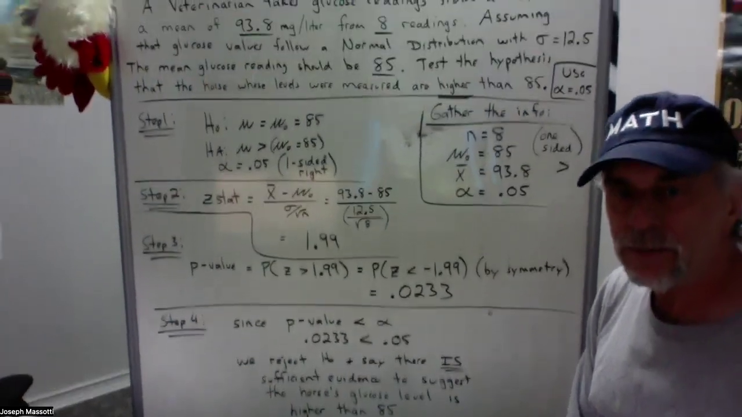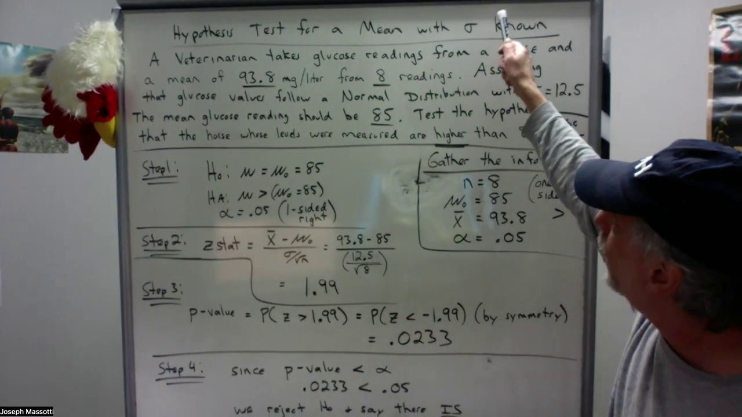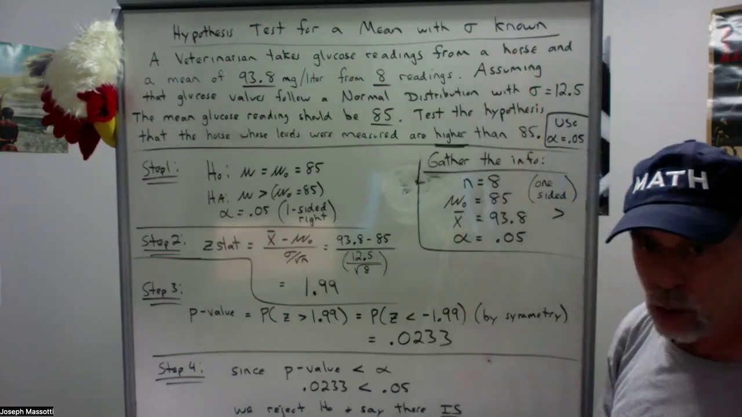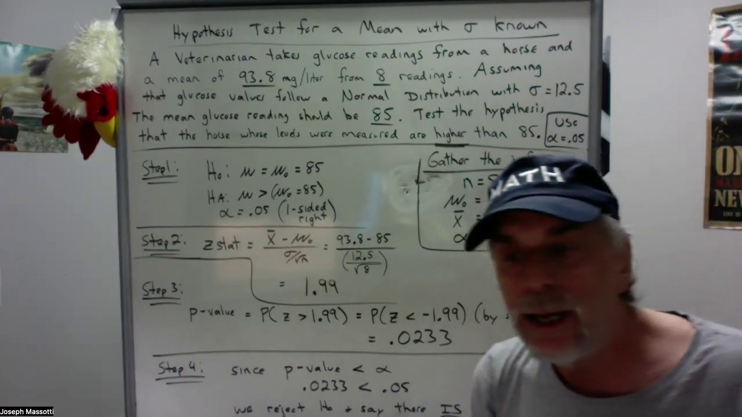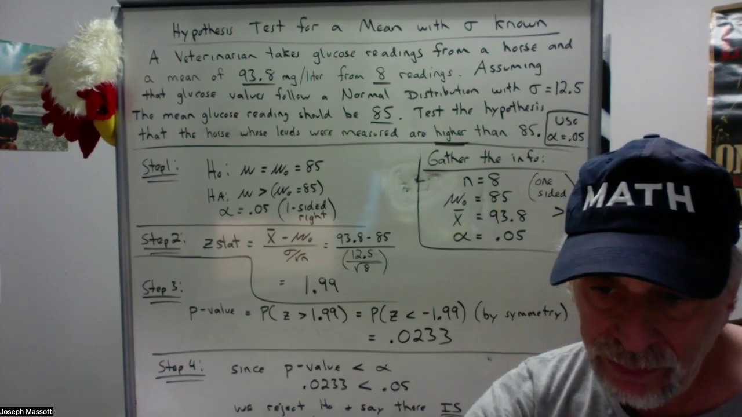All right, so that's our first example of a hypothesis test. It was a test for a mean when sigma was known. Our next video will be a hypothesis test for means when sigma is unknown. See you then.